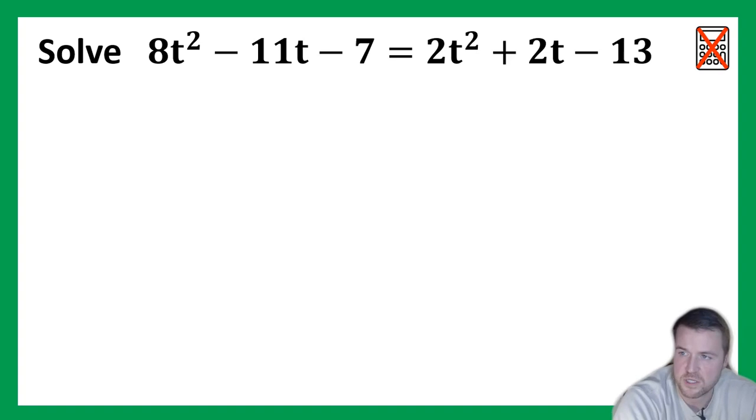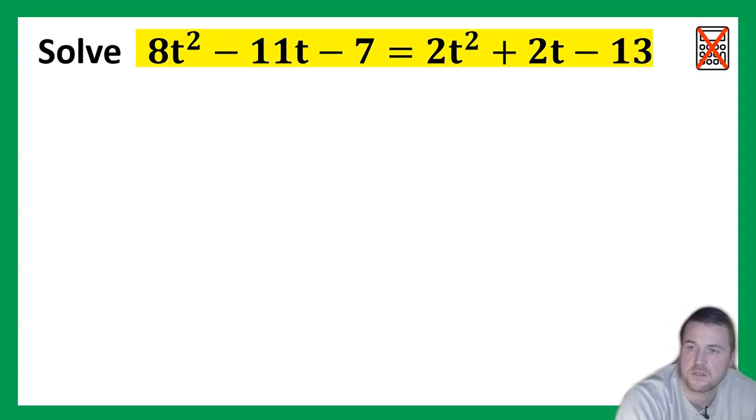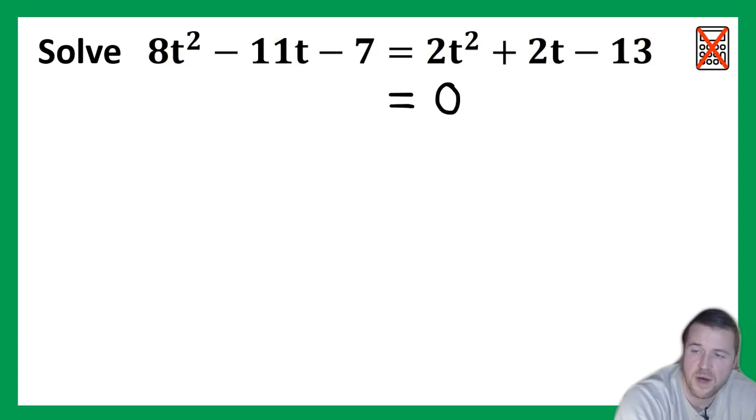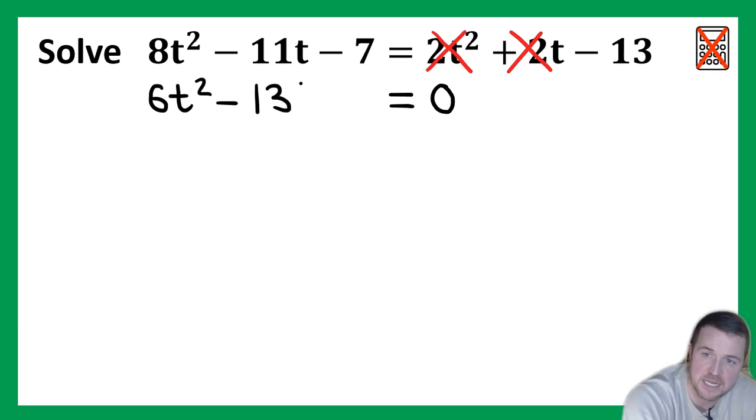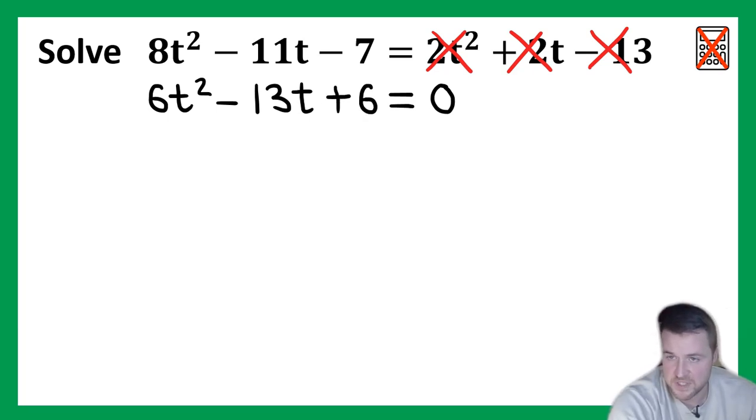On to the advanced question, one of the trickier questions that you're likely to find on this topic. To solve this equation, I'll have to get a quadratic equation in the form where it's equal to 0. So I can rearrange this equation. Subtracting 2t squared from both sides will give me 6t squared. Subtracting 2t from both sides will give me negative 13t. And then adding 13 to both sides is positive 6.